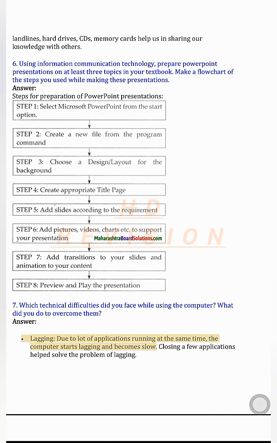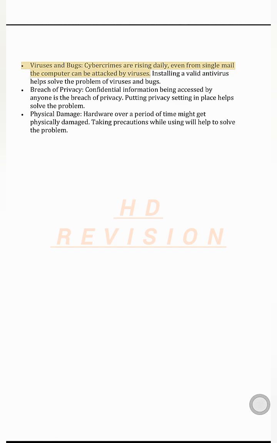Answer. Lagging. Due to a lot of applications running at the same time, the computer starts lagging and becomes slow. Closing a few applications helped solve the problem of lagging. Viruses and bugs. Cybercrimes are rising daily. Even from single mail, the computer can be attacked by viruses. Installing a valid antivirus helps solve the problem of viruses and bugs.